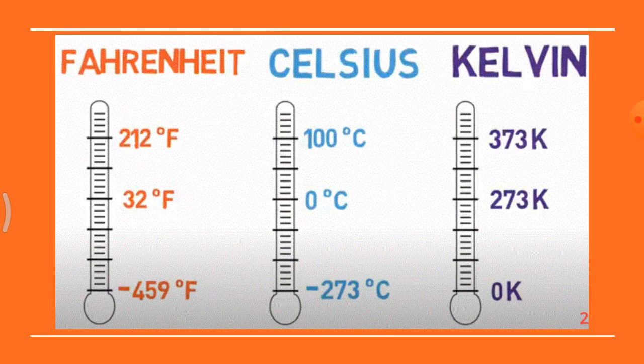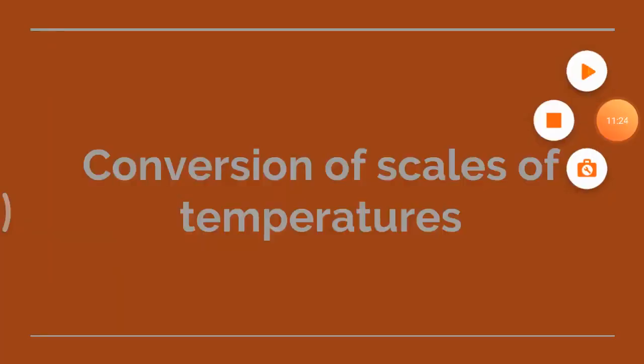Celsius scale. The melting point of ice is 0 degrees centigrade and the boiling point of water is 100 degrees centigrade. At minus 273 degrees centigrade, the complete zero is present. That means the atoms of an object are present in complete resting position. Kelvin. The Kelvin scale starts with 273 Kelvin, that is the melting point of ice, and 373 Kelvin, that is the boiling point of water. 0 Kelvin is also called absolute temperature.